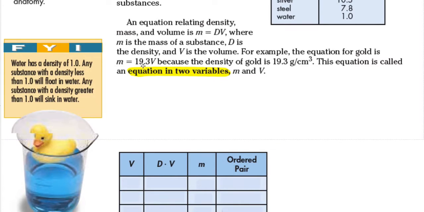FYI, if you haven't learned this already in science, water has a density of 1.0. Any substance with a density less than 1.0 will float in water. Any substance with a density greater than 1.0 will sink in water. That's how objects float and sink. If it's more dense than water, it will sink. If it is less dense than water, it will float.